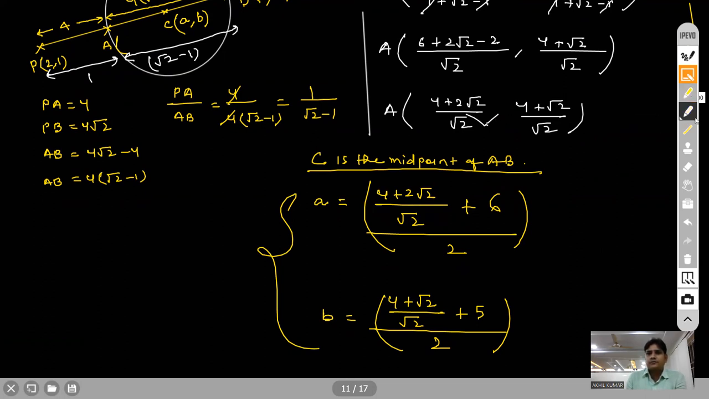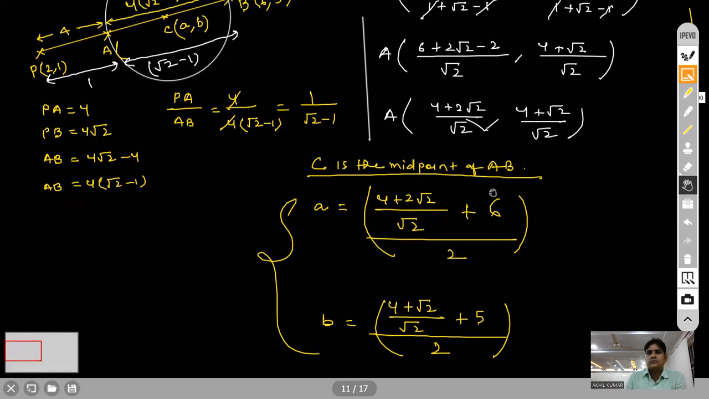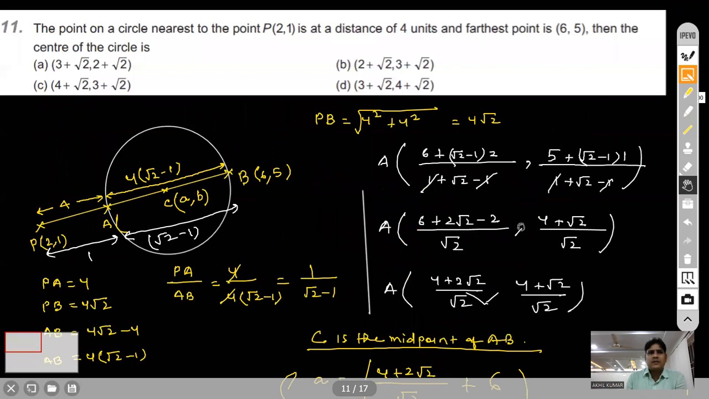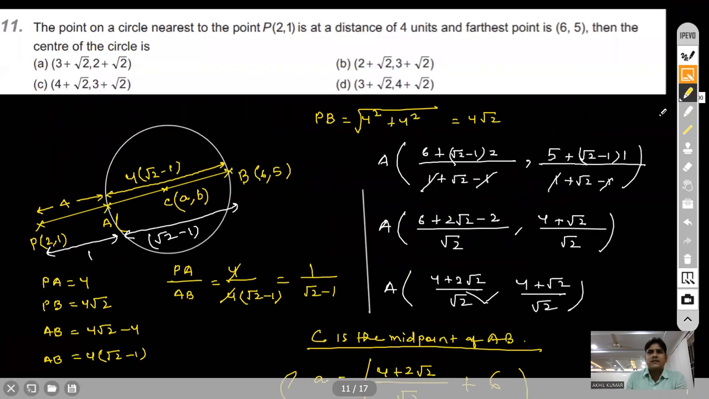Okay, so on simplification I guess we get this option as C, (4+√2, 3+√2). So this is our option C. The answer to this question is C, I think.